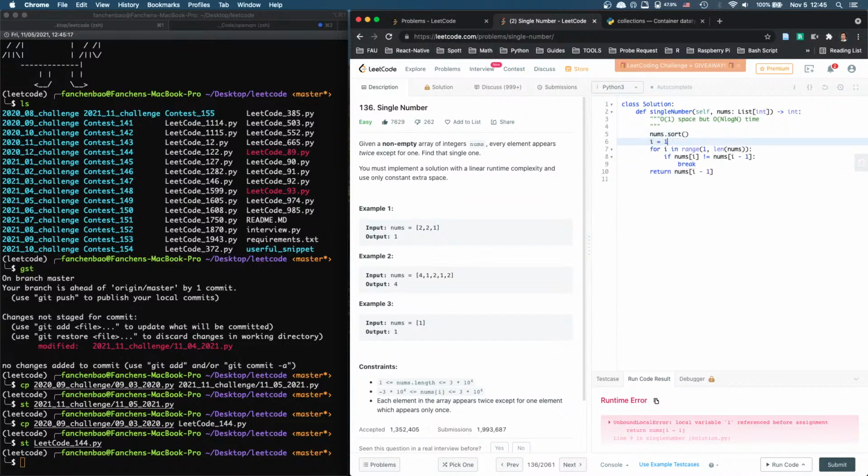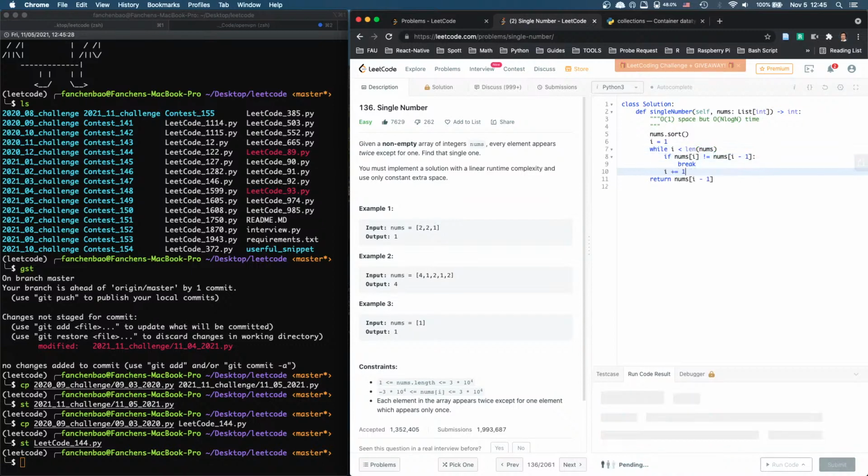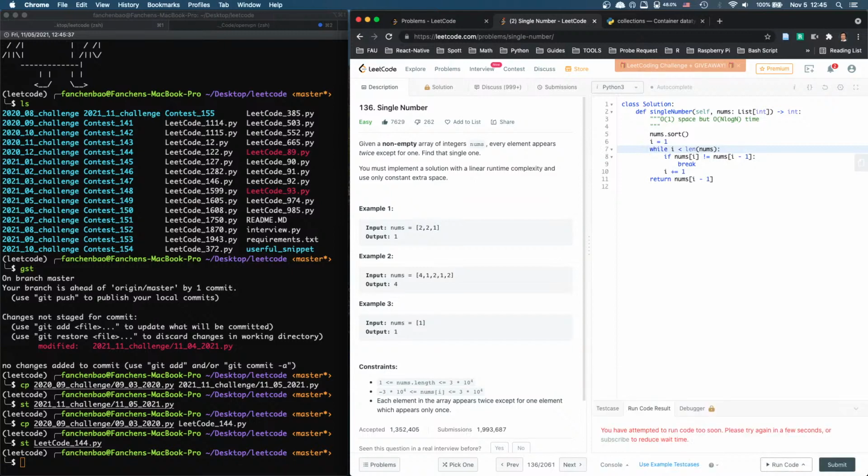Okay, i equals 1. While i is smaller than len nums, i plus equal 1. Invalid syntax. I forgot to add this. Right, yeah. If it's equal to the previous one, I just go. If it's not equal to, oh, hold on. If it's not equal to, shouldn't we just return i?